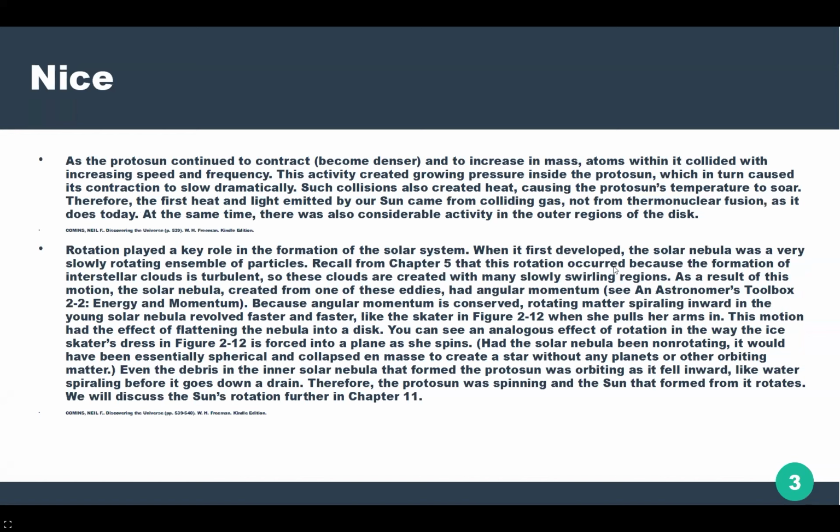Had the solar nebula been non-rotating, it would have been essentially spherical and collapsed en masse to create a star without any planets or other orbiting matter. Even the debris in this inner solar nebula that formed the protosun was orbiting as it fell inwards, like water spiraling before it goes down the drain. Therefore, the protosun was spinning, and the sun that formed from it rotates.